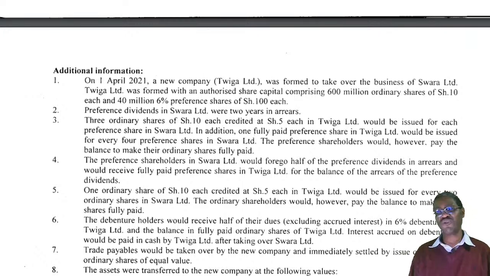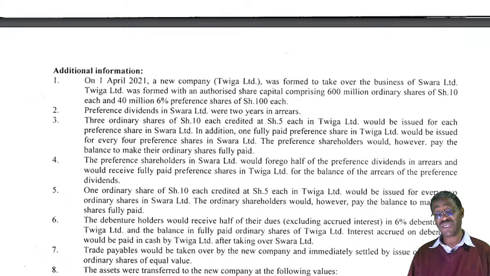That is just there for information purposes. Number two, preference dividends in SWARA were 2 years in arrears. Number three, ordinary shares of 10 each, credited at 5 each in Twigger. Twigger is the company buying.